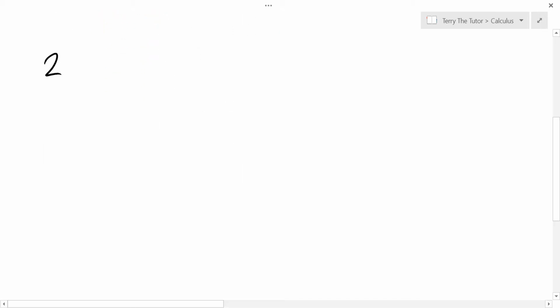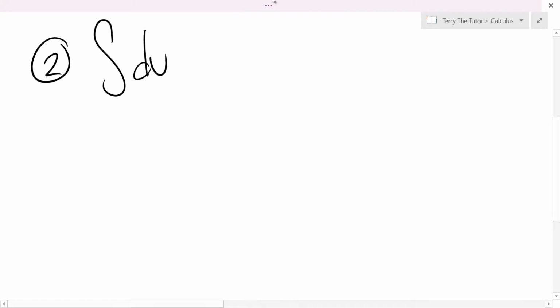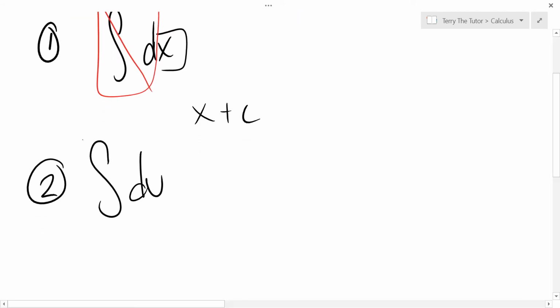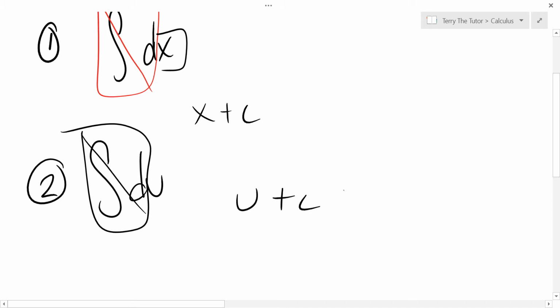Let's try another one. Let's try 2. We've got the integral of du. Following the same exact logic, we're just going to wrap our integral and our derivative together, because that's what that d stands for, derivative, or delta. They cancel, and we're left with u, and then we're going to add our constant, plus c. Wonderful. Let's try number 3.